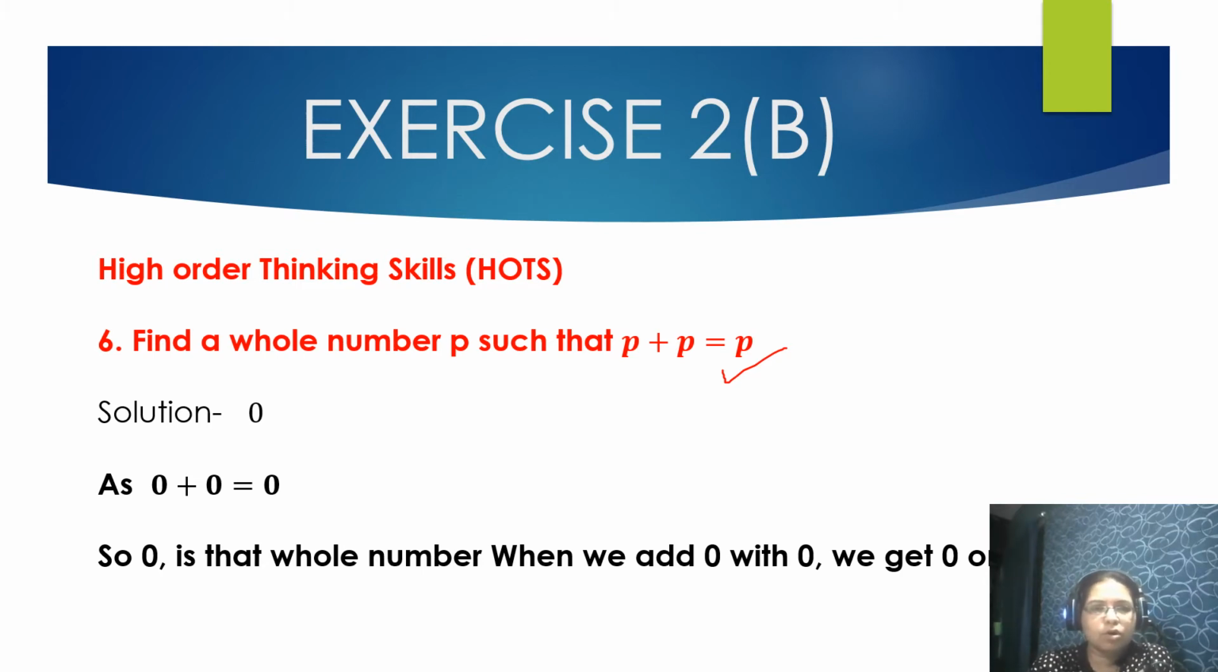We know 0: when we add 0 with 0, we get 0 only. So 0 is the whole number. And 0 is known as the additive identity. 0 is the additive identity of whole numbers.